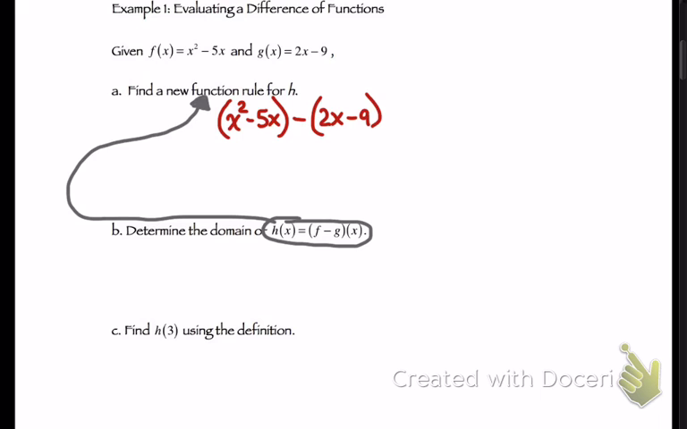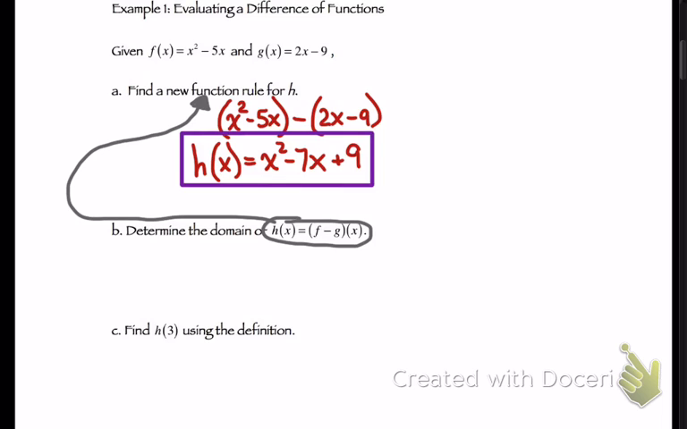All right, so from here, think about it. I can combine like terms to get my new function rule. h of x equals x squared minus 7x plus 9. Be careful, technically you're distributing this negative. That's why it's plus 9 and not minus 9.